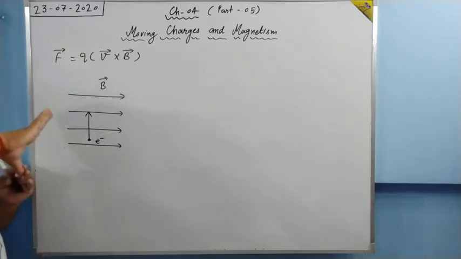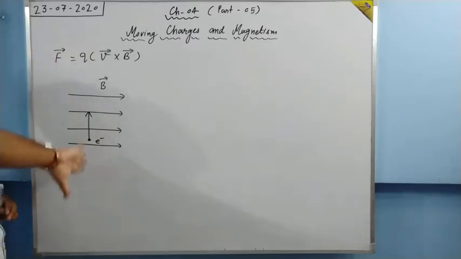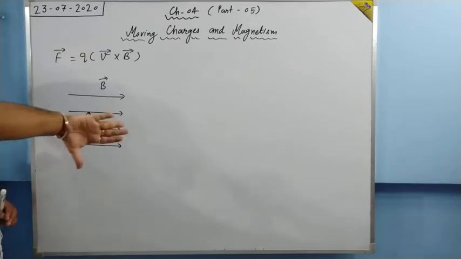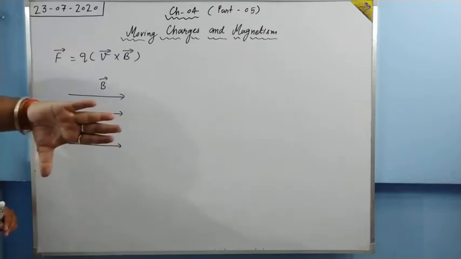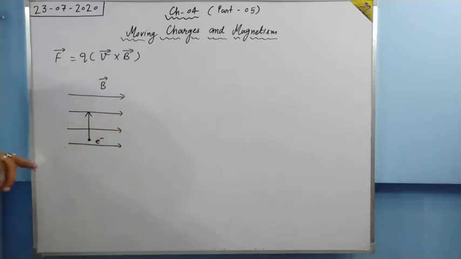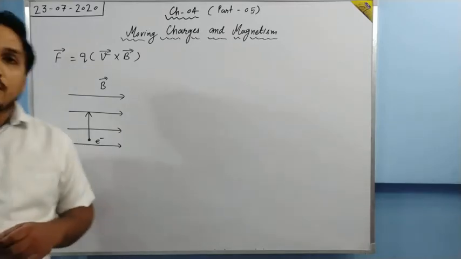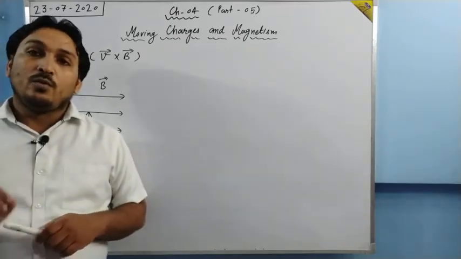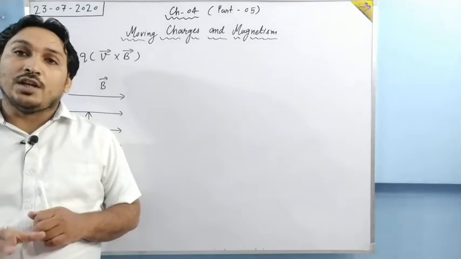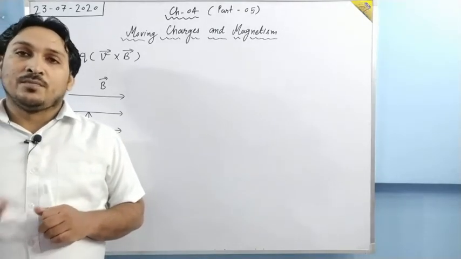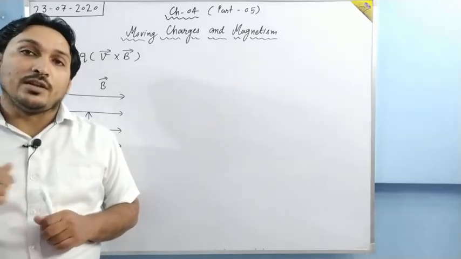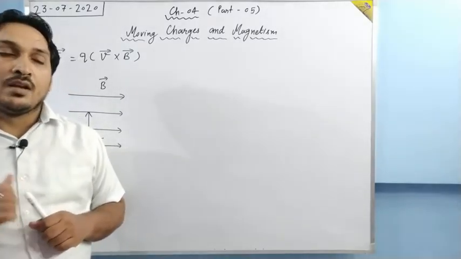So basically this thumb, which I put in the direction of motion of a positive charge, is towards the opposite direction of the velocity of the negative charge. All the fingers are towards the magnetic field. The palm faces towards yourself, meaning perpendicular outward. The force will be outward. So in case of negative charges, you have to take the direction of velocity opposite to the direction of motion of the negative charge. That's it. Then you can apply the rules for direction.